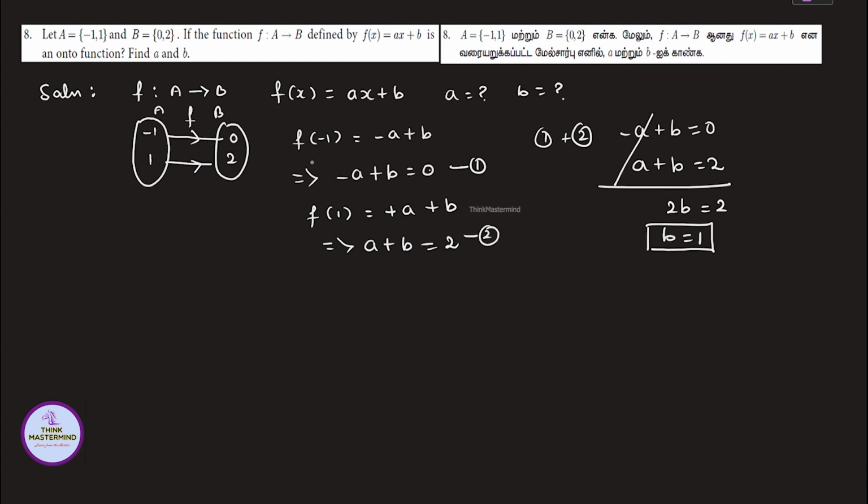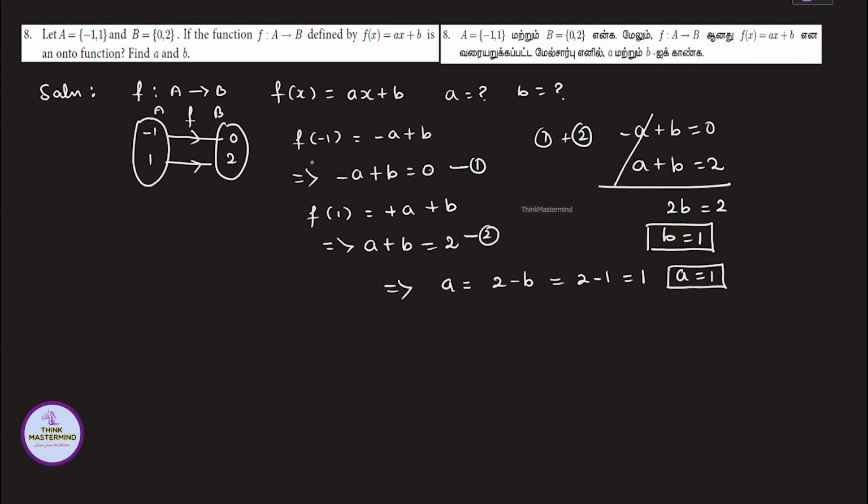Substitute b is equal to 1 in any one of the equations. That implies a is equal to 2 minus b, that is 2 minus 1, which is equal to 1. Therefore, a is equal to 1.